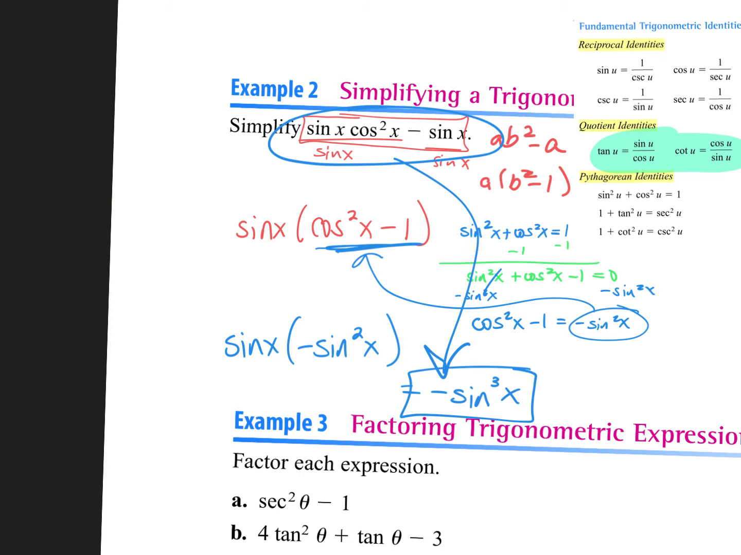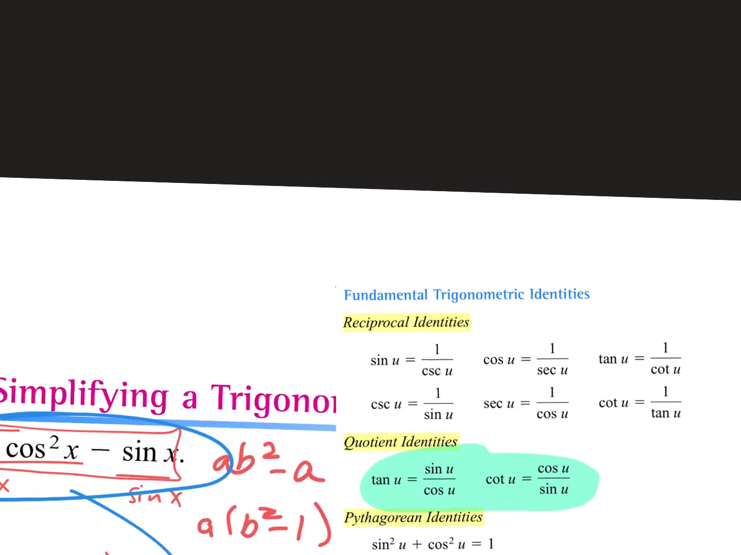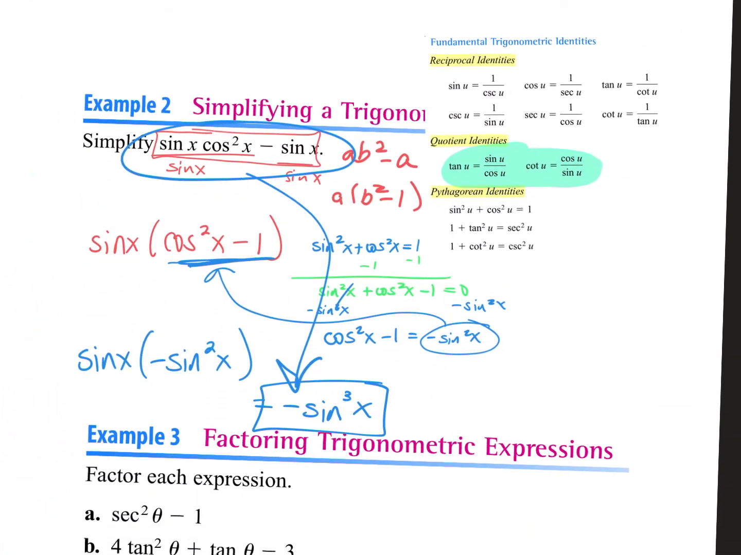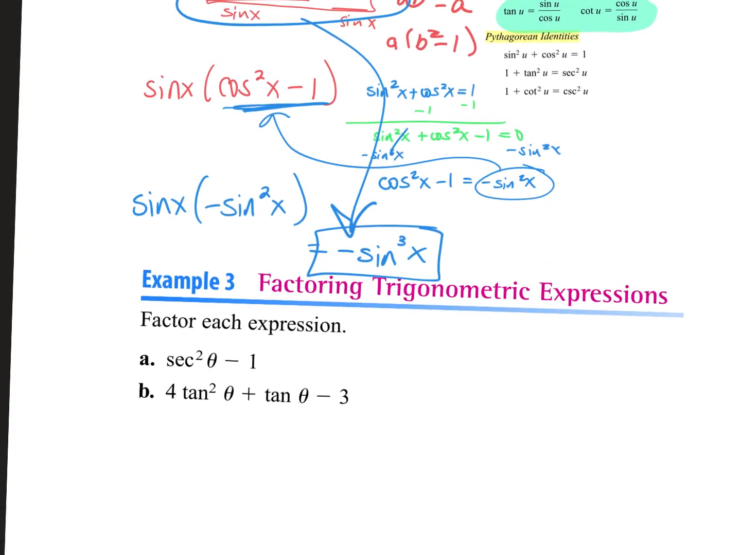Now you're looking at this and some of you would say, well, how do I know that I'm done? Well, if I look back at my identities, the only thing I can do now is change sine into 1 over cosecant. But what are our most basic trig functions? Sine and cosine. You don't want any fractions in your answer if you can avoid it, and you want to try to get to sine and cosine. So that's it. All right?